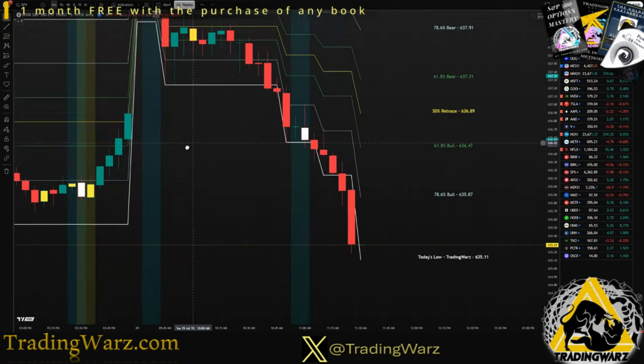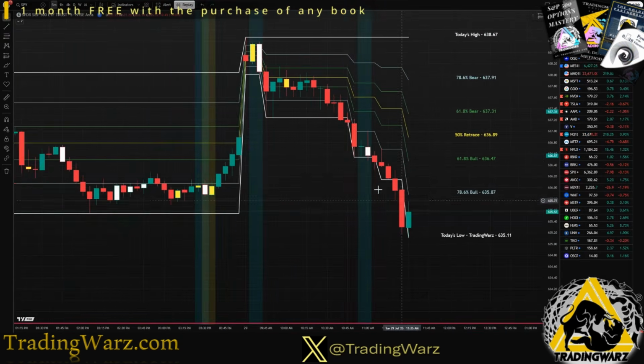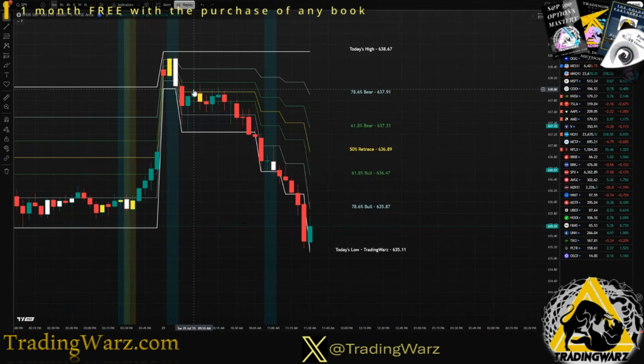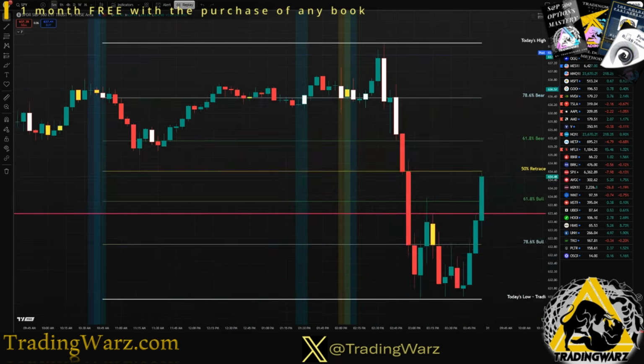Honestly, at least one to two times per week, you can get life-changing Fibonacci setups like this. This is on Tuesday, July 29th, 9:55. It's the same thing we do over and over and over again. Okay, so that was a beauty.